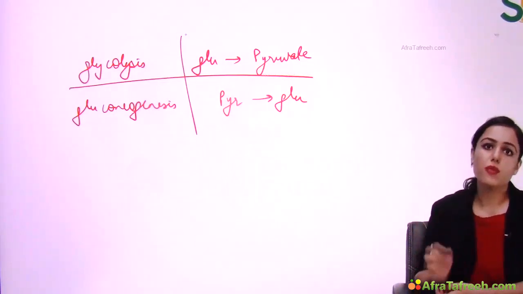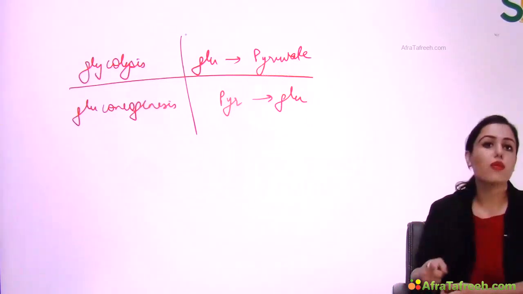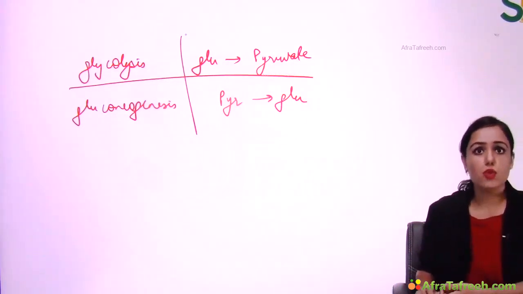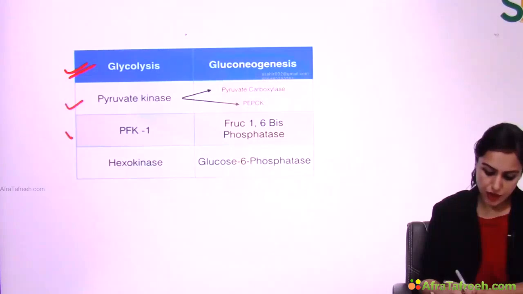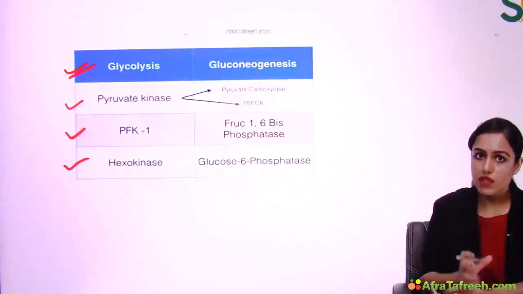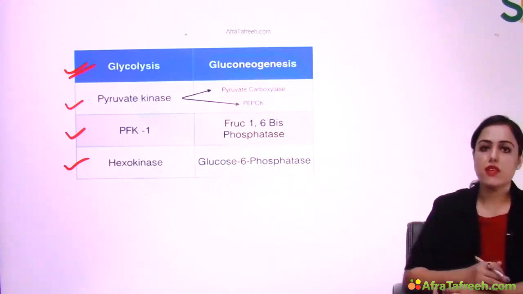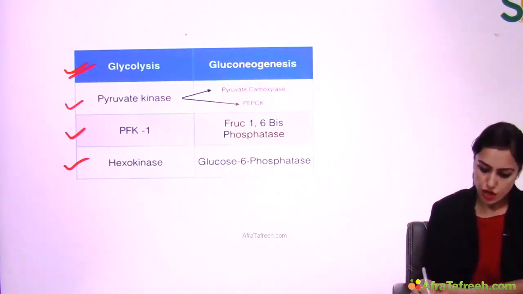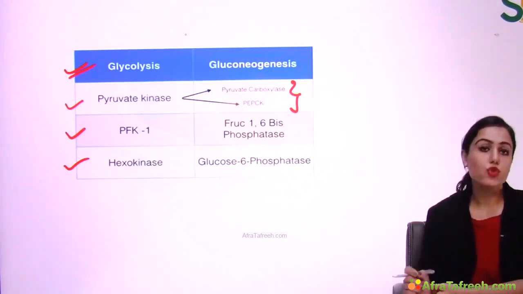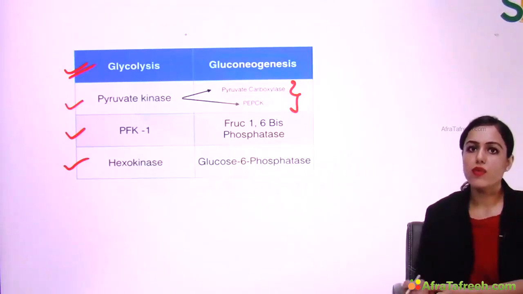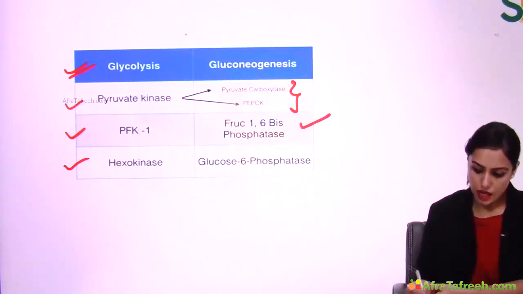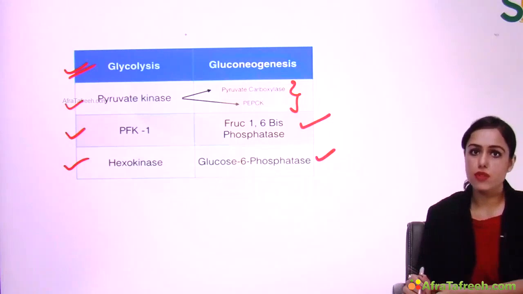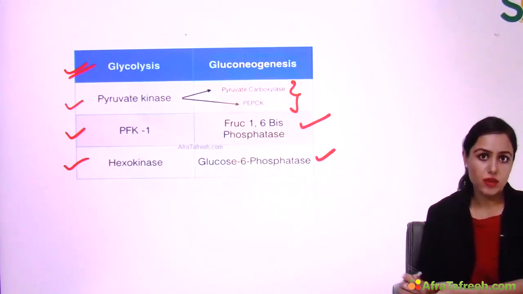No, different enzymes will be used in gluconeogenesis instead of those irreversible enzymes of glycolysis. Let's see those enzymes. In glycolysis, there are three irreversible enzymes: pyruvate kinase, PFK1 and hexokinase. So these same enzymes cannot be used in gluconeogenesis. Instead of these enzymes, we're using some other enzymes in gluconeogenesis. That is, instead of pyruvate kinase, we have to use two enzymes, that is pyruvate carboxylase and PEPCK, full form phosphoenol pyruvate carboxykinase. And instead of PFK1, we are using fructose 1,6-bisphosphatase, and instead of hexokinase, we are using glucose 6-phosphatase. So now let's see the exact pathway.